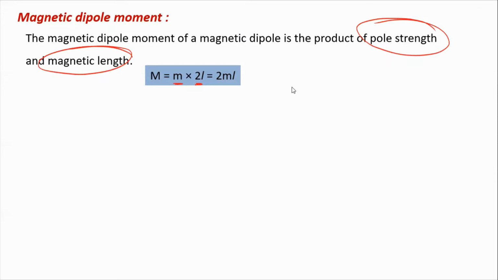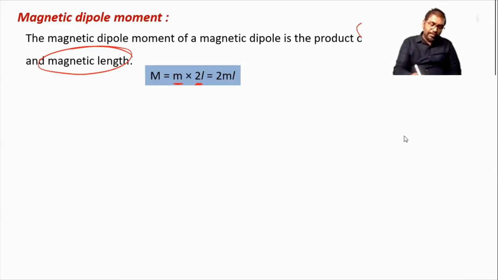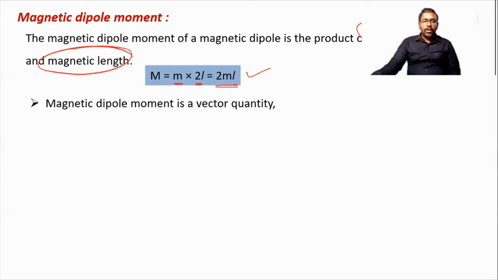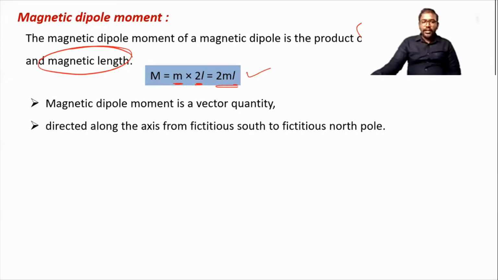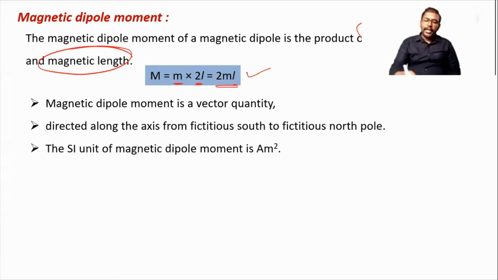It is also written as 2ml. The magnetic dipole moment of a bar magnet is given by this formula. Magnetic dipole moment is a vector quantity and it is directed along the axis from fictitious south pole to fictitious north pole. The SI unit of magnetic dipole moment is ampere meter square.